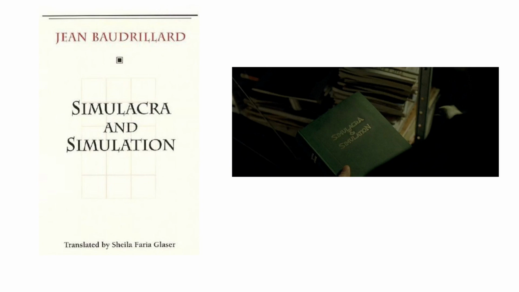I got this information from a book called Simulacra and Simulation by a French philosopher named Jean Baudrillard. And if you watch the movie The Matrix, when Neo is in his apartment, towards the beginning of the movie, he also pulls this same book out, because the movie The Matrix is loosely based on some of the themes that you see inside this book.